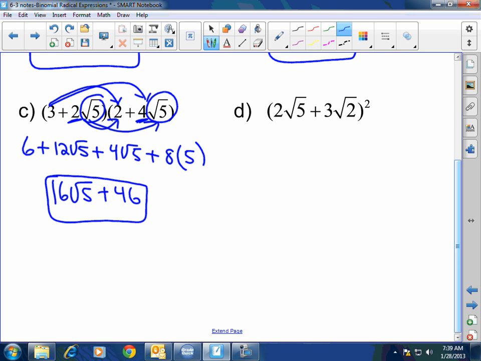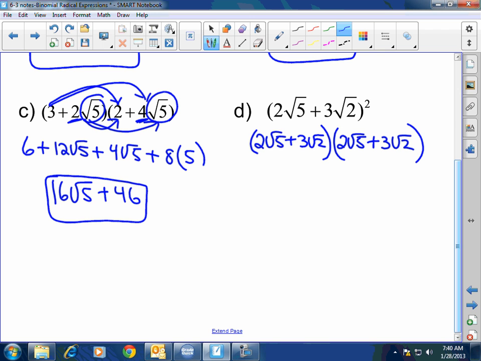Okay, when I had 2 square root of 5 plus 3 square root of 2 squared, the temptation is to distribute this. But no, that's wrong. You distribute that if this was a multiplication sign. Then yeah, when you raise a power to a power, you distribute the powers. But in this case, they're asking you to square the binomial. So what's going to happen is you're going to have 2 square root of 5 plus 3 square root of 2 times 2 square root of 5 plus 3 square root of 2. And now you're going to go ahead and FOIL.